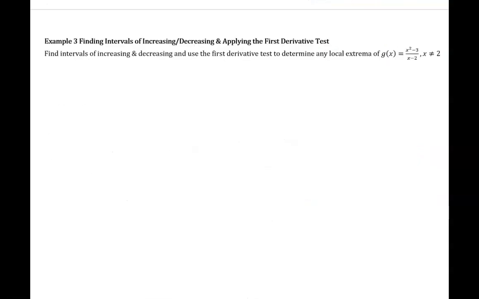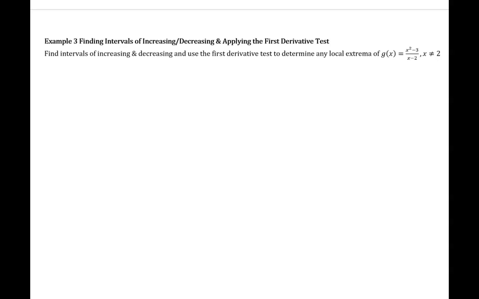To wrap this lesson up, we're going to look at one final example where we both determine the intervals of increasing and decreasing and use the first derivative test to find any local extrema. We have our function here. Do observe that 2 is not included in the domain of this function, and we begin by finding g prime.